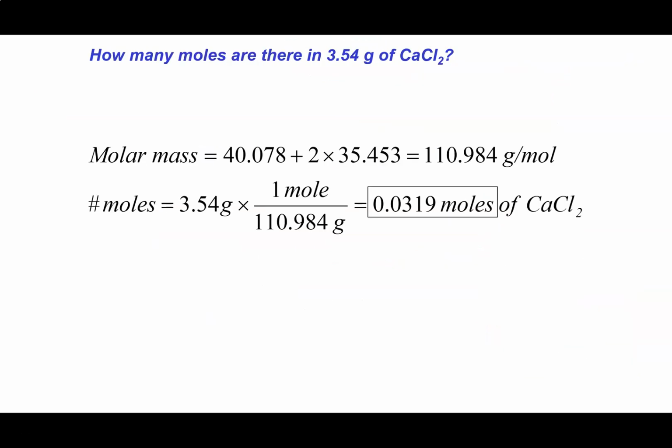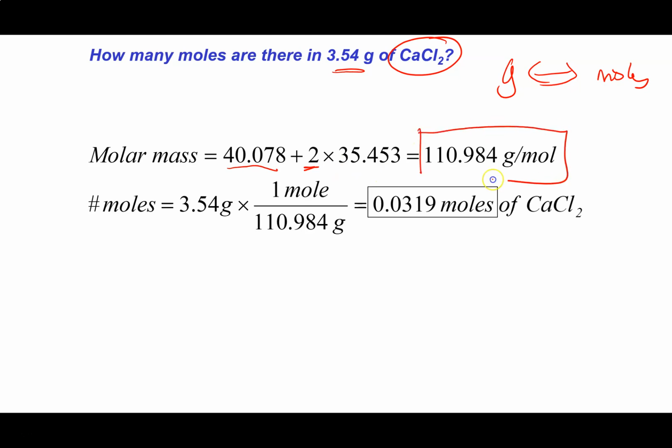Okay, so here's another one. How many moles are there in 3.54 grams of calcium chloride? I know that to convert between grams and moles, I've got to use the molar mass. So the first thing I'm going to do is calculate the molar mass of calcium chloride. Calcium has a molar mass of 40.08, and then I've got to take into account that I have 2 chlorines. Don't forget that. So I get my molar mass of calcium chloride.